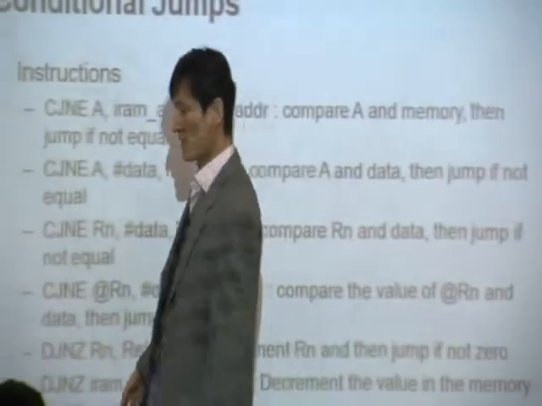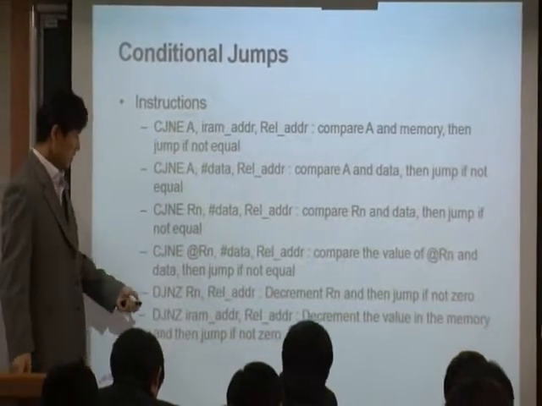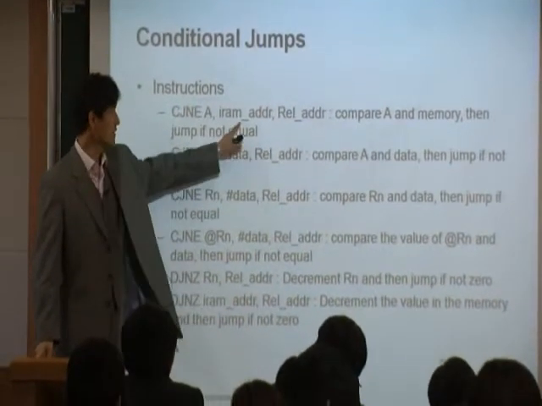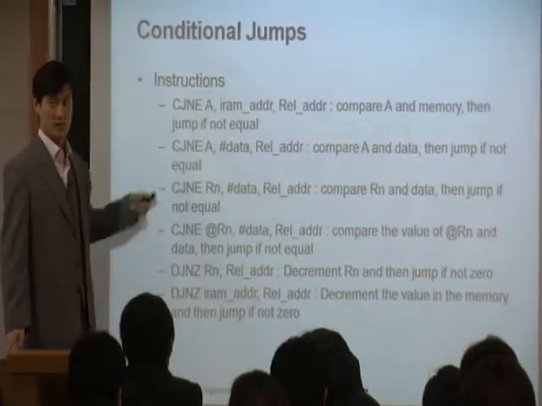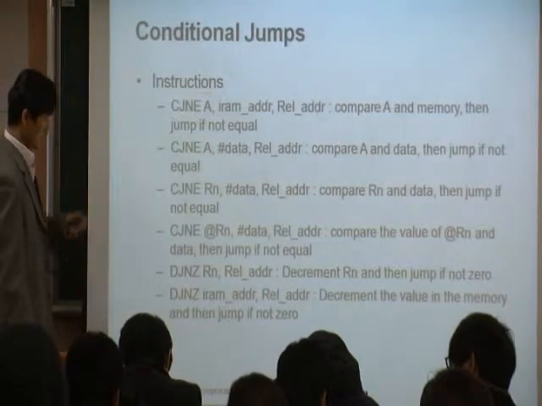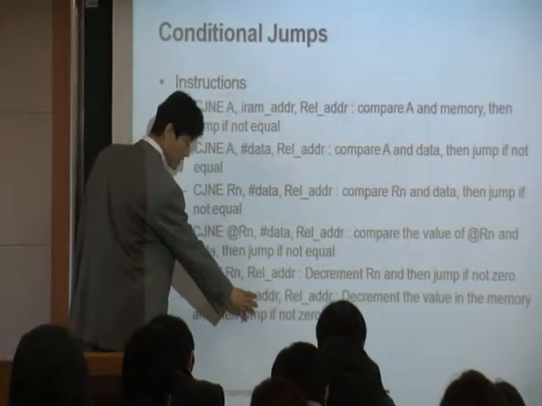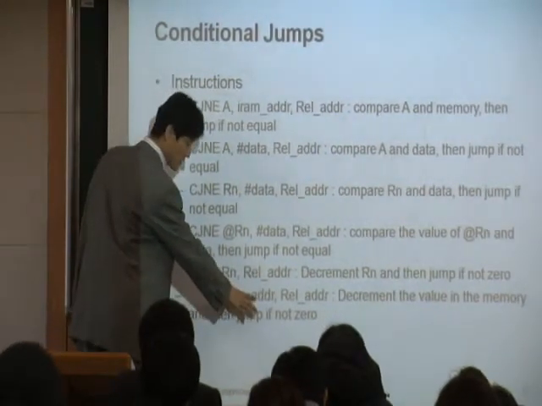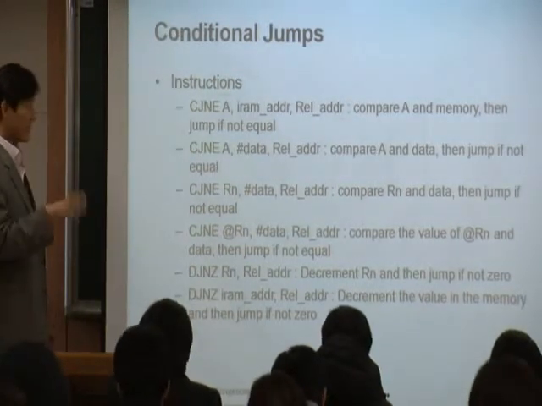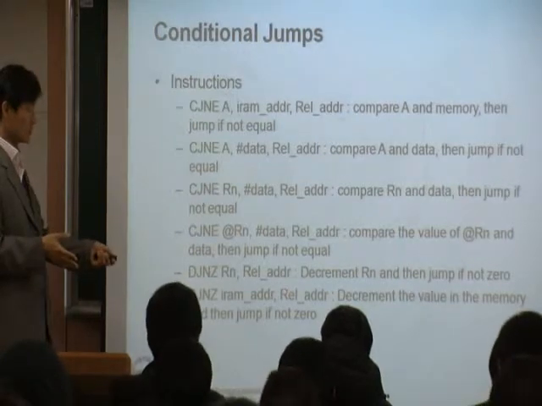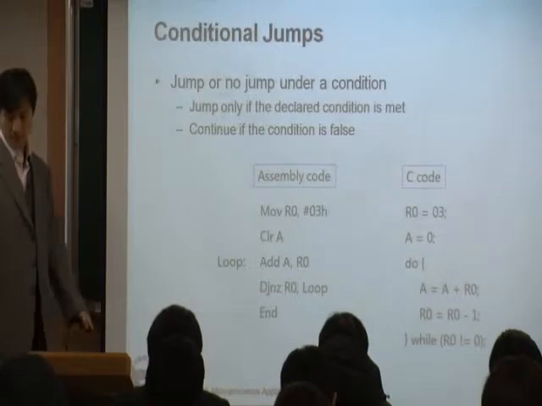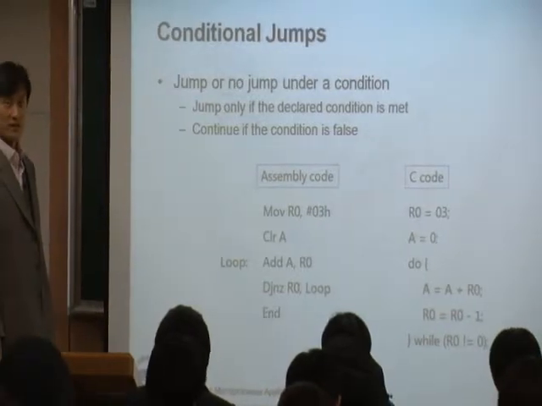Same thing for the last one, DJNZ IRAM. The reason that I say IRAM address is that this is the internal RAM. Okay, internal RAM, but basically same as the address, internal address. So the value in here, internal address, will be decremented first. And if that value, after you decrement, if the value is not 0, then you do jump to relative address. Let's see examples.